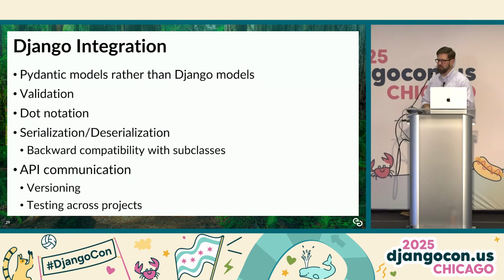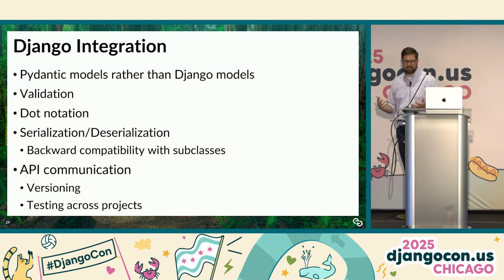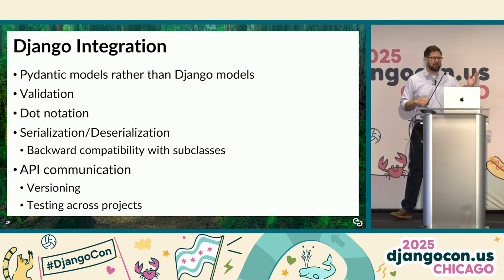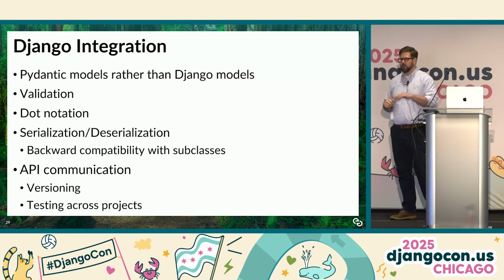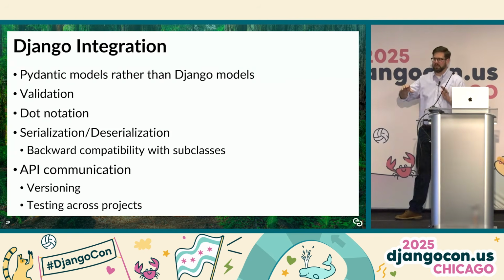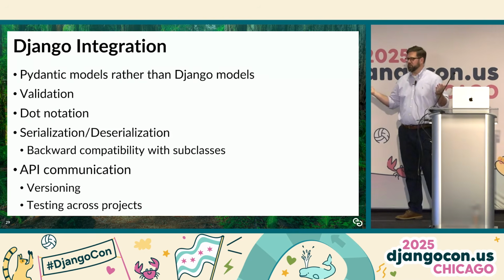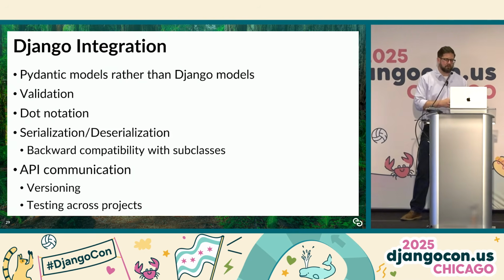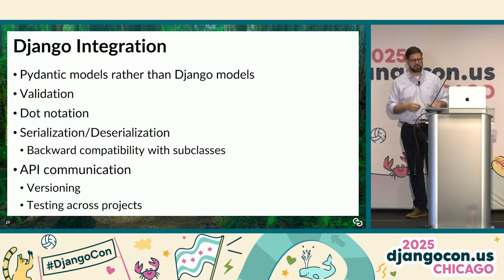One is validation, similar to Django models, though not the same. And then I have dot notation here. That's more just as you use the pydantic models outside of the model class, it looks pretty similar to Django model code. So it's a nice familiarity there. You also get serialization and deserialization.